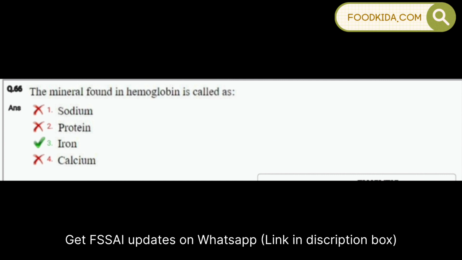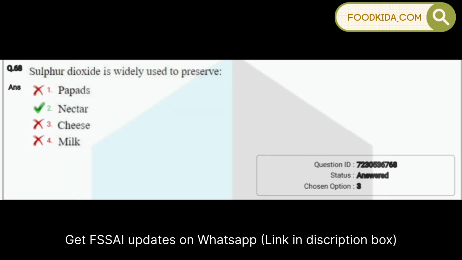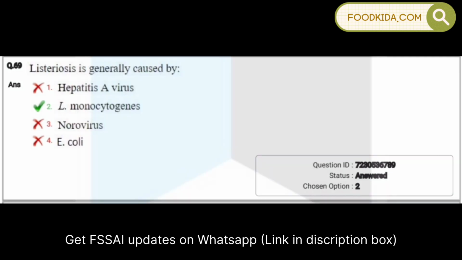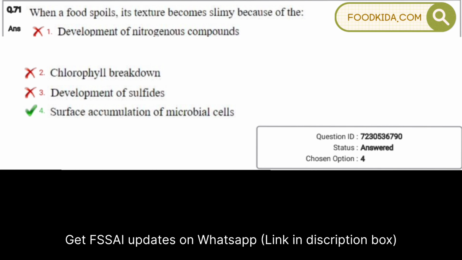The mineral found in hemoglobin is called as iron. Asepsis is a process of keeping microorganisms out. Sulfur dioxide is widely used to preserve nectar. So the main preservative in the nectar is sulfur dioxide. Listeriosis is generally caused by L. monocytogenes. One of the major causes of food spoilage are gain or loss of moisture. When a food spoils, its texture becomes slimy because of surface accumulation of microbial cells, because microorganism growth is there.